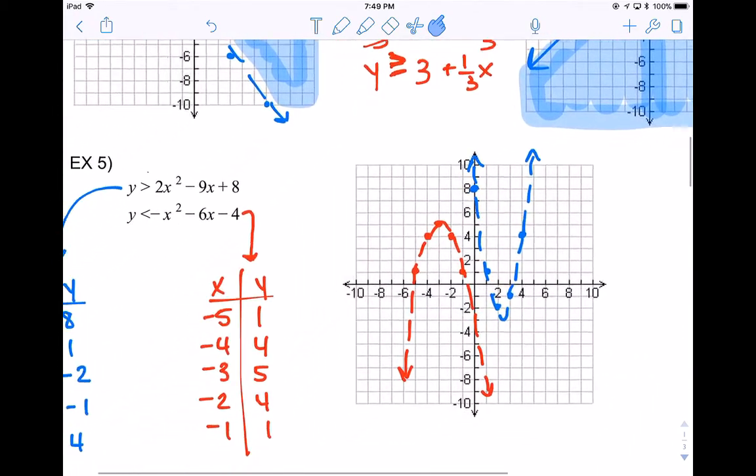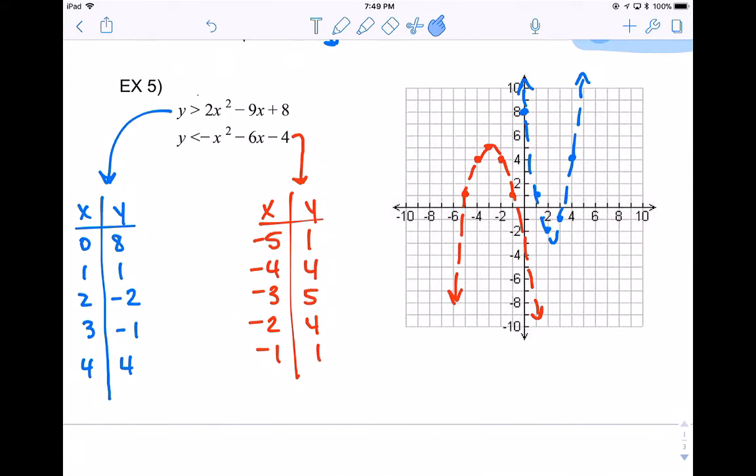All right, final one. We've got two parabolas again. I went ahead and set these up ahead of time. Again, you can use your calculator to help you find some of these points and get those plotted. Our focus right now is not necessarily graphing, but the shading and finding that solution. So that's why I got these set up for us ahead of time. So now all we need to do is go back and figure out where we're going to shade.